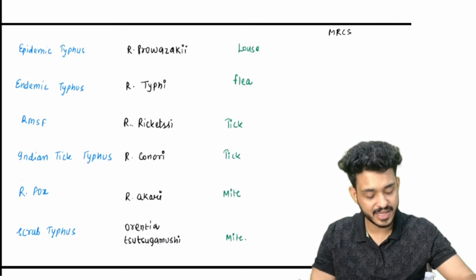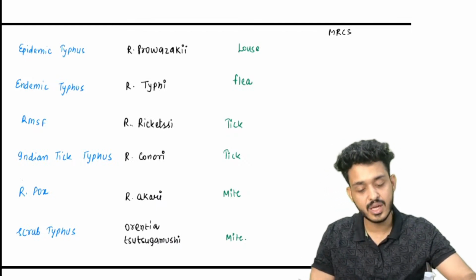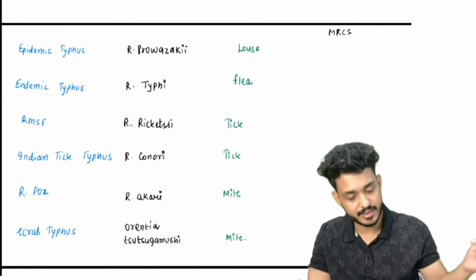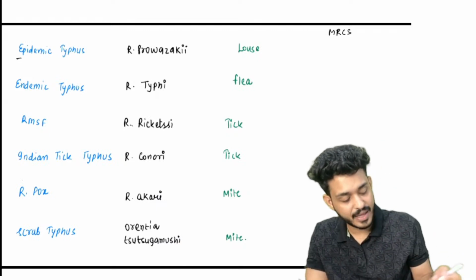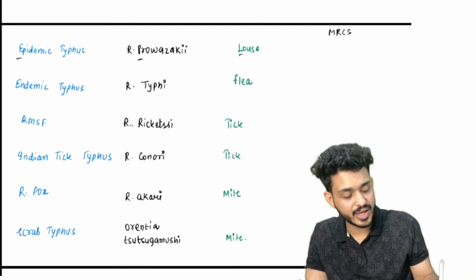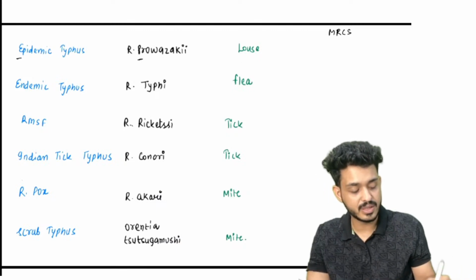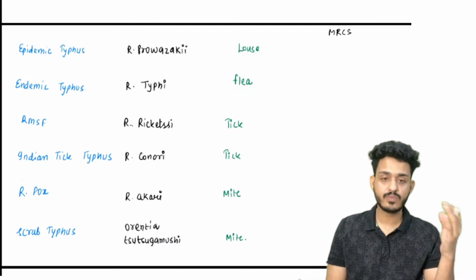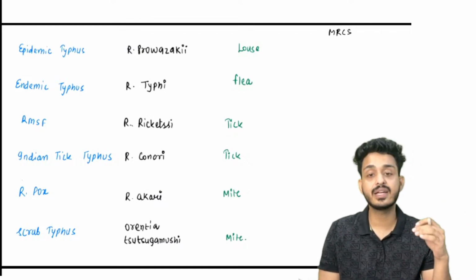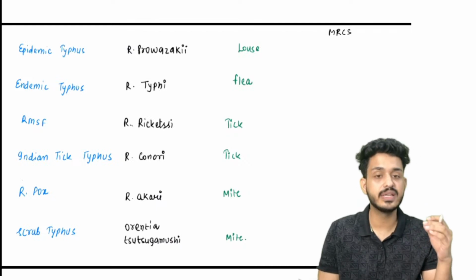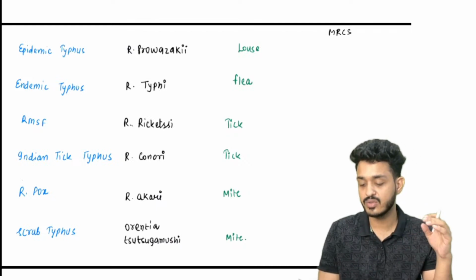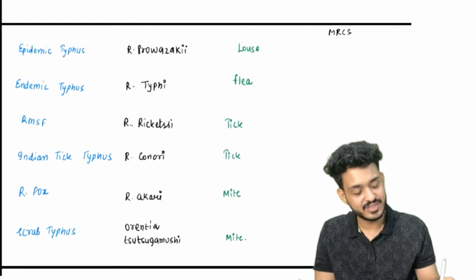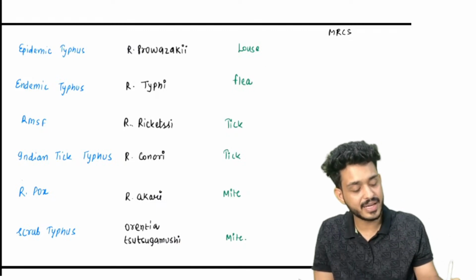We are having epidemic typhus, we are having endemic typhus. How do we remember? Let me give it a try. First of all you need to remember the causative agent. Just speak with me: louse, flea, tick, tick, mite, mite. Okay, louse, flea, tick, tick, mite, mite. So this is how we will be remembering the causative agent.